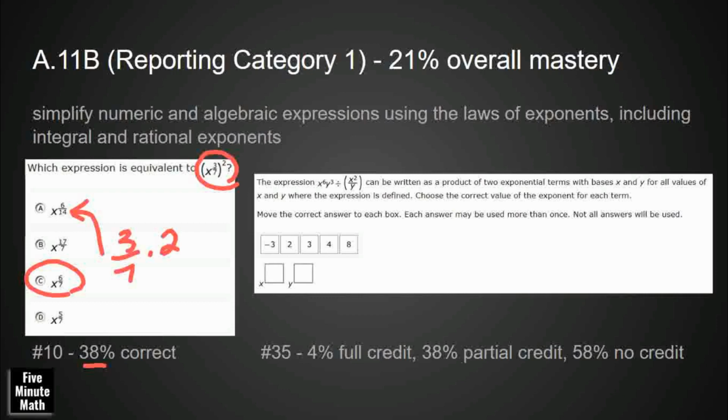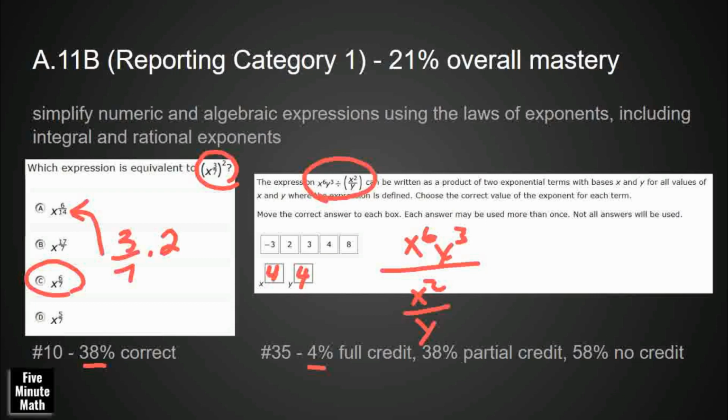Now, this second one, number 35, this was drag and drop. This was extremely difficult. We had only 4%, only 4 out of every 100 children got both of these correct. Both of these were 4. If you work this out right here, you see extremely difficult because we're dividing, right? But this is what it ends up looking like when you divide, right? If you just do it straight like that, now you've got a fraction within a fraction.